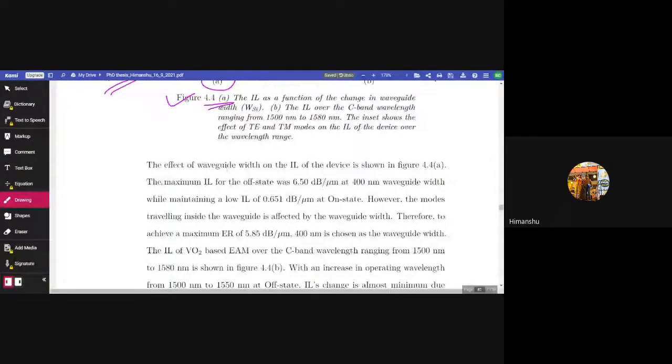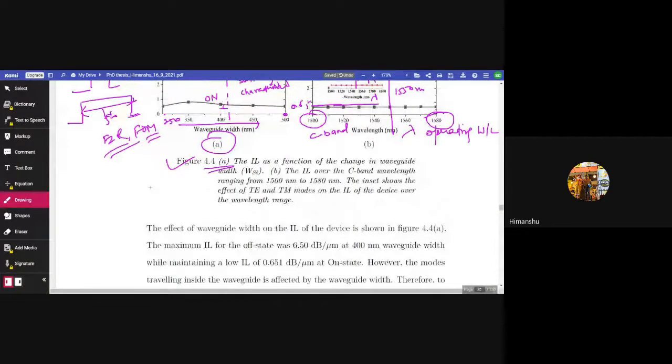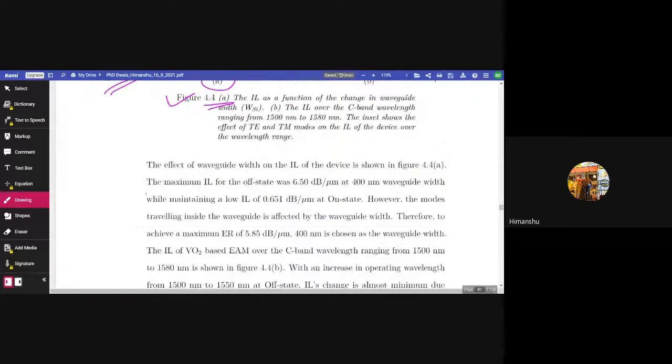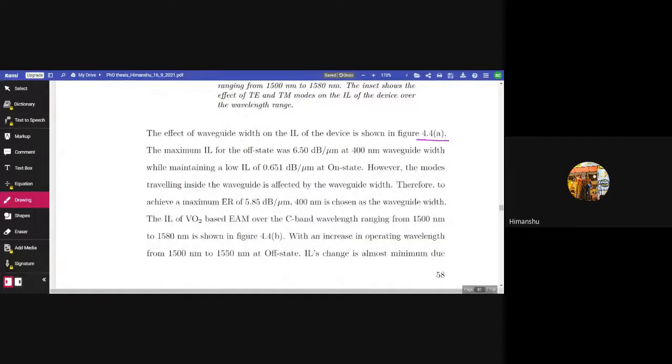So the effect of waveguide width on the IL of the device is shown in figure 4.4a. The maximum IL for the off state was 6.50 dB per micrometer at 400 nanometer waveguide width, while maintaining a low IL of 0.651 dB per micrometer at on state. However, the modes traveling inside the waveguide are affected by the waveguide width. Therefore, to achieve a maximum extinction ratio of 5.85 dB per micrometer, 400 nanometer is chosen as the waveguide width.